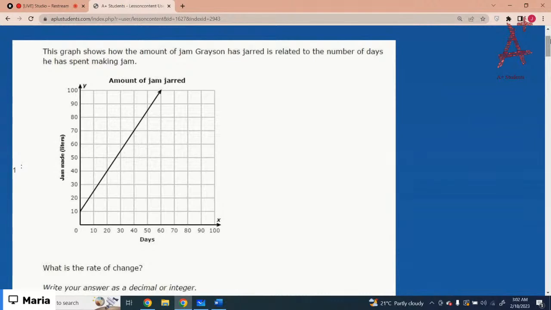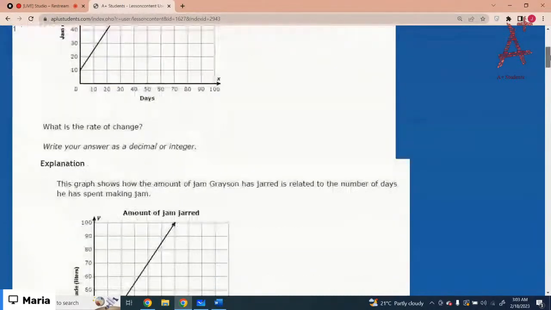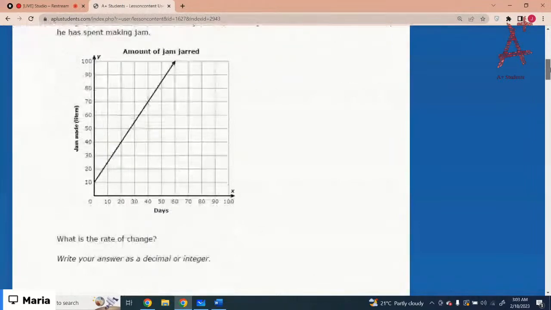Okay, let's start with the first example. This graph shows how the amount of jam Grayson has jarred in liters is related to the number of days he has spent making jam. What is the rate of change? So you have to calculate the rate of change. Got it? So let's see how we can calculate the rate of change.